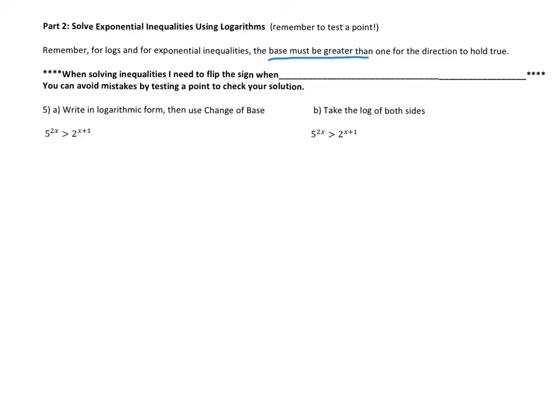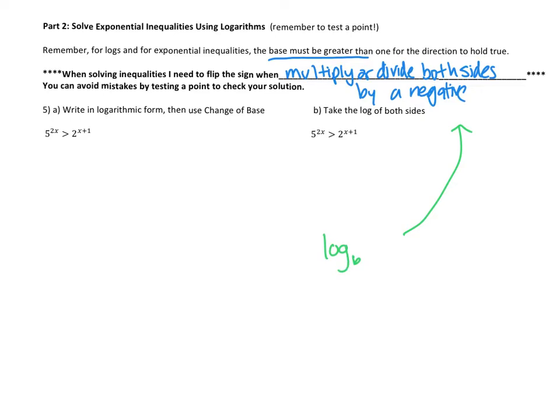When we solve an inequality, we flip the sign when we multiply or divide both sides by a negative. This is true for any inequalities we solve, and when it comes to logs, remember that we end up with a negative value if either our b is a fraction less than 1, while our a is greater than 1, or if our a is a fraction less than 1 and our b is greater than 1.